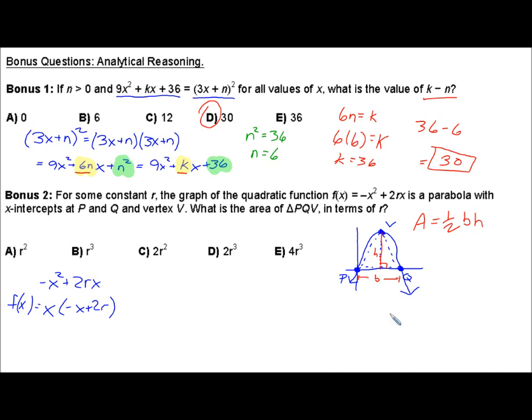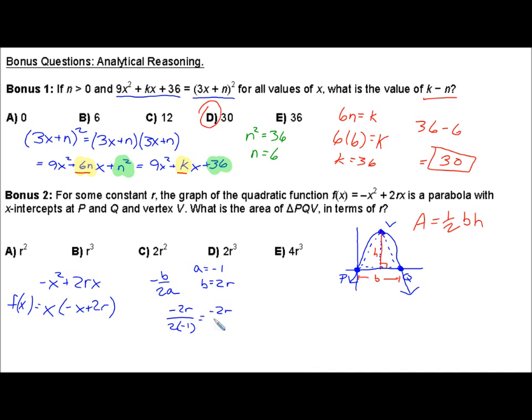So let me see what I know. Is there a way to easily find the vertex of this parabola? Turns out there is. There's a formula to always get the x value of the vertex, and it's negative b over 2a. So what's my a? My a is negative 1. My b is 2r. So if I did negative b, which is negative 2r, over 2 times a, which is negative 1, just substitute that in. Let's see if we can simplify it.